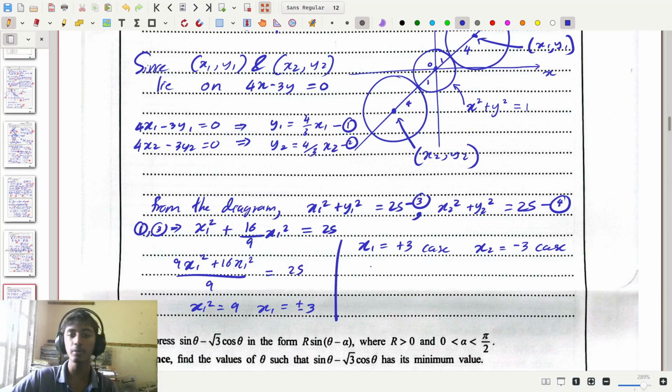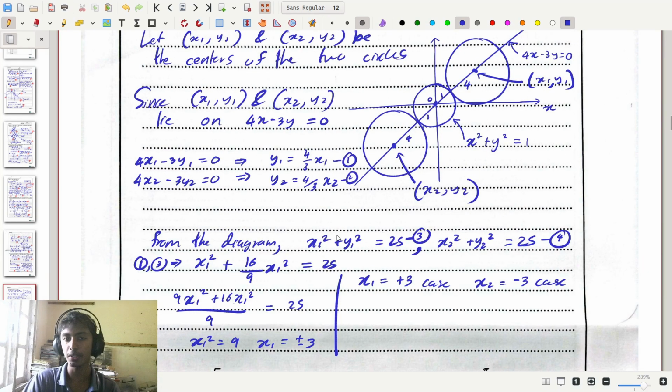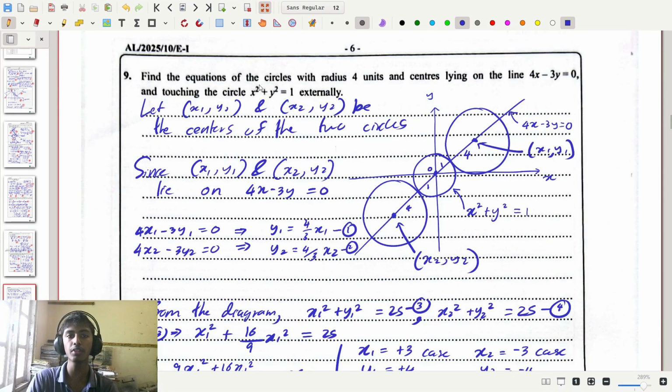And now that we have this, we can solve for y1 and y2. So we can see here y1 and y2 are going to be corresponding to 4/3 of x1 and x2. So therefore, if we multiply this 3 by 4/3, we're going to get 4. So therefore, we're going to have y1 is equal to plus 4 and y2 is equal to minus 4. So now we have the two centers of these two circles with a radius 4 units, with centers lying on the line 4x minus 3y equals 0 and touching the circle x squared plus y squared equals 1 externally.